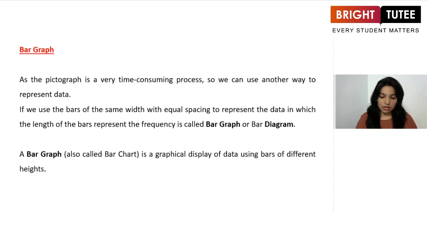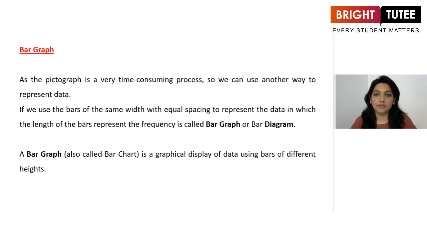Okay, so let us start, and here first of all, let us know what a bar graph is and how we can use this bar graph to represent a particular given random data. So it says, as the pictograph is very time consuming, like we are drawing these pictures and everything, say a single picture represents 100, a single picture represents 6. So whenever we are doing this, we are just continuing drawing a single picture again and again and again.